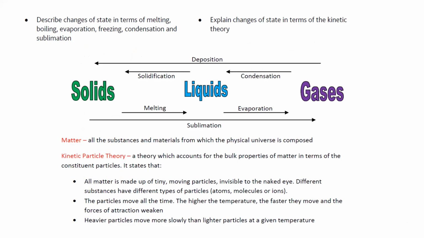So first thing, the kinetic particle theory states that all matter is made up of tiny particles. What do we call these particles? These particles can be atoms, molecules, or ions, and they are moving all the time. The higher the temperature, the faster the particles move. So if we increase the temperature, the particles will move much faster.